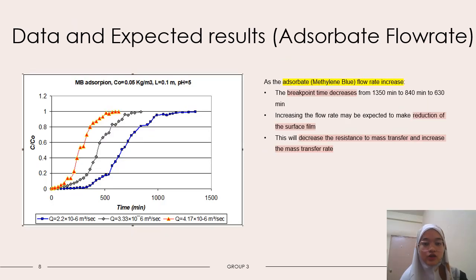For the next factor, which is adsorbate flow rate, as the figure shows, we can see that when the flow rate of the methylene blue increases, the breakpoint time decreases from 1350 minutes to 840 minutes and to 630 minutes. Increasing the flow rate may be expected to cause a reduction of the surface film, which will decrease the resistance to mass transfer as well as increase the mass transfer rate.